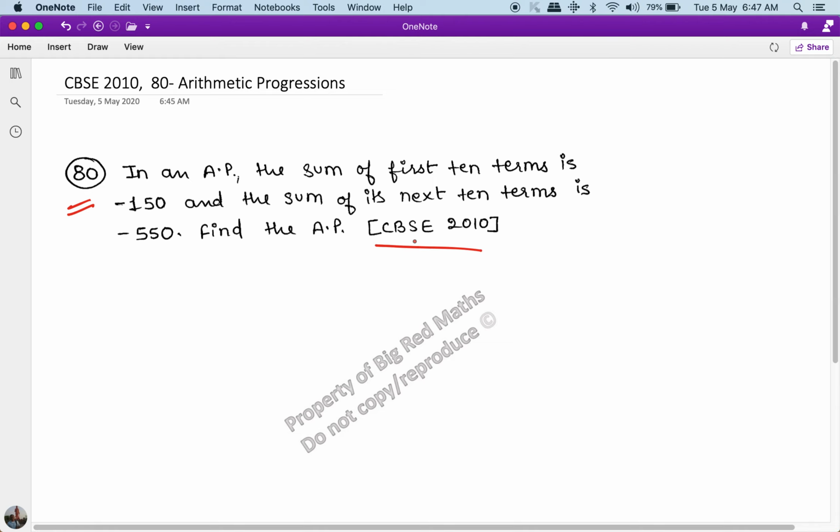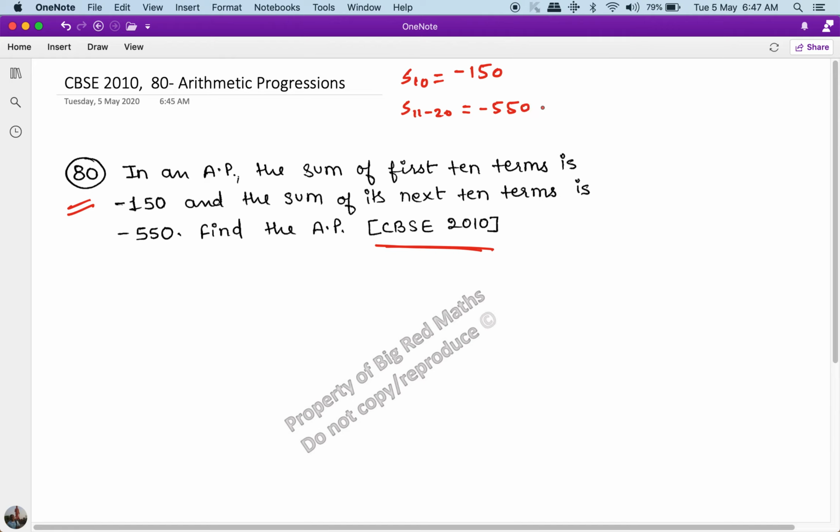This question was asked in CBSE 2010. Nice and a conceptual question. Now look here and focus here very hard. The question says in an AP the sum of the first 10 terms is minus 150. So S of 10 is equal to minus 150. And it says that the sum of its next 10 terms, so sum of 10 terms is minus 150 and the sum of 11 to 20 terms is equal to minus 550.